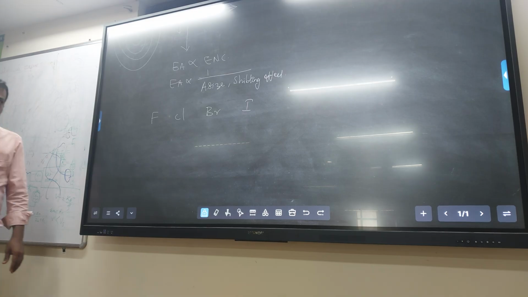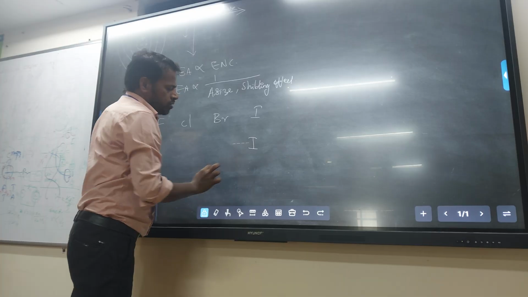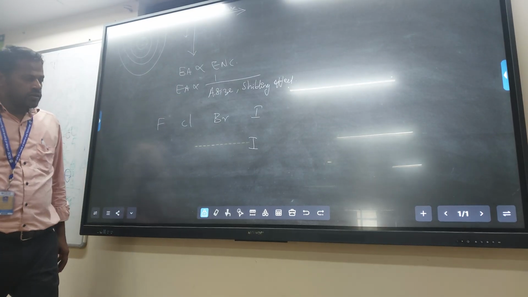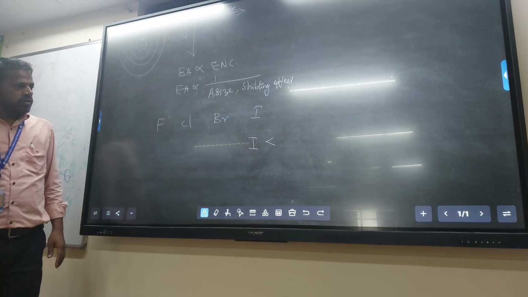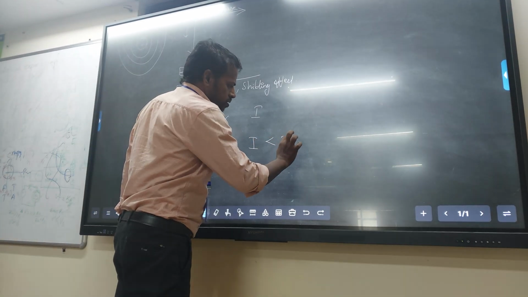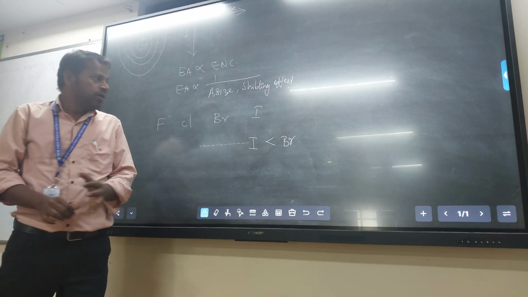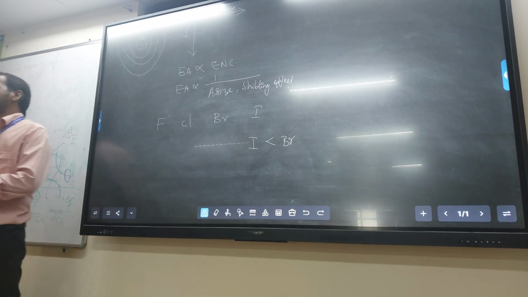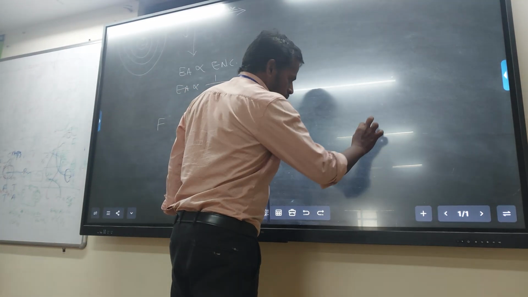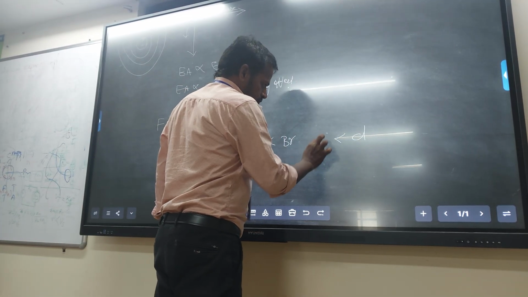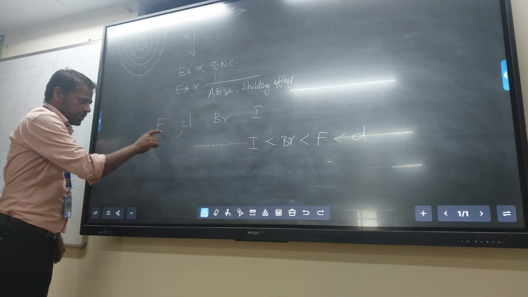Iodine, yes, that is least. Then bromine, fluorine, chlorine. Here only the difference is there. The more electron affinity is chlorine, then fluorine, this is the order for the first and second.